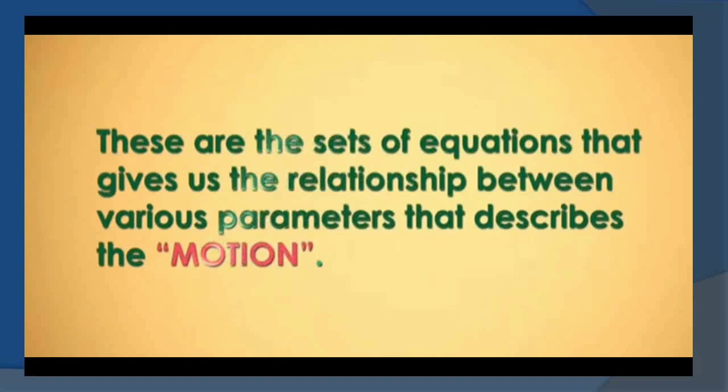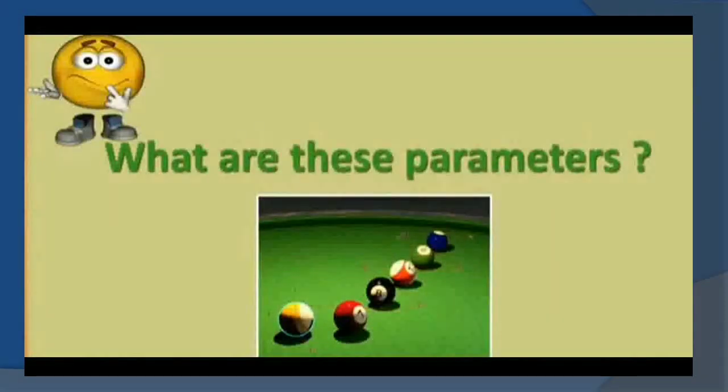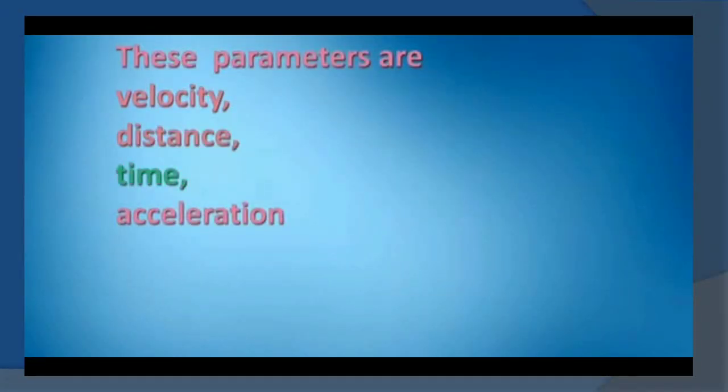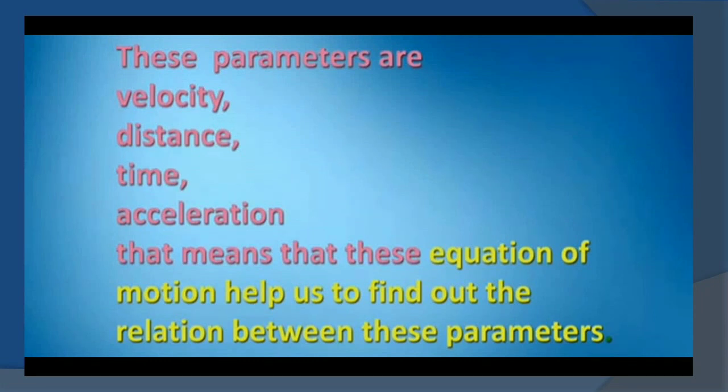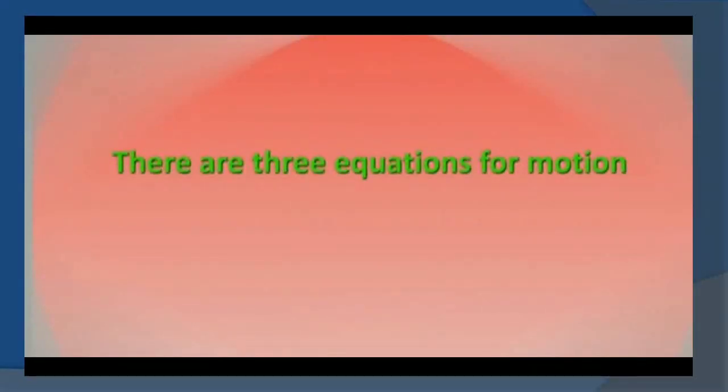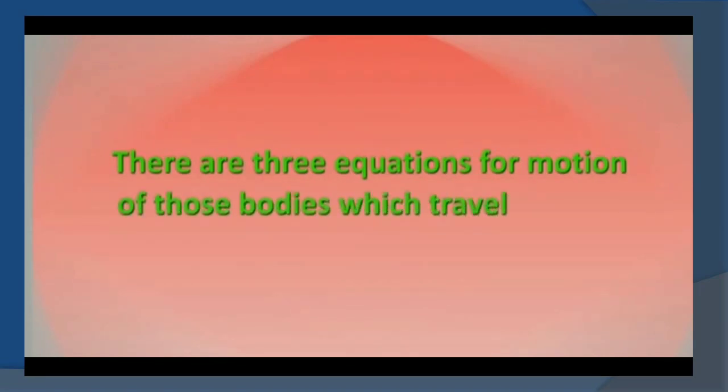So what is the equation of motion exactly? Actually, these are the sets of equations that give us the relationship between various parameters that describe the motion. Now the question is, what are these parameters? These parameters are velocity, distance, time and acceleration. That means these equations of motion help us to find the relationship between these parameters, which are velocity, distance, time and acceleration.